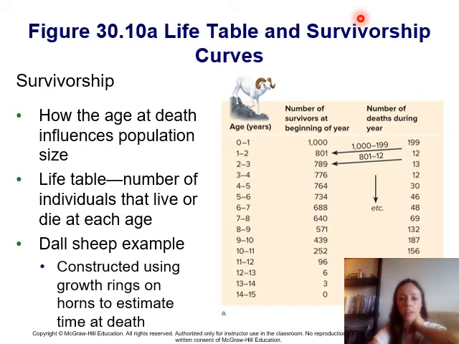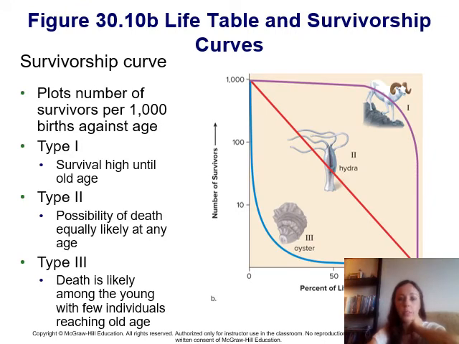This life table here explains the number of Dall sheep born in one year and how many of them died through a 15-year period. Dall sheep horns are very similar to trees in that they get an annual growth ring. Scientists looked at dead Dall sheep to determine the age at which they died, and they found out that most Dall sheep will survive until they are old. Life tables can be used to construct survivorship curves. There are three kinds of survivorship curves.